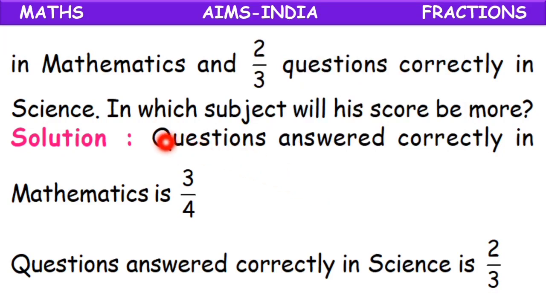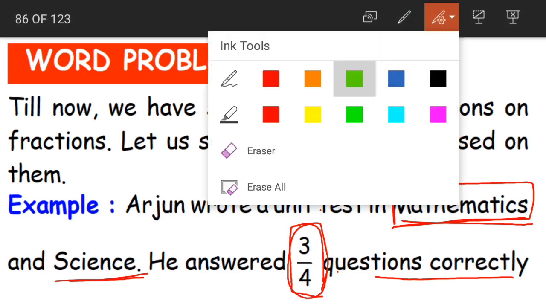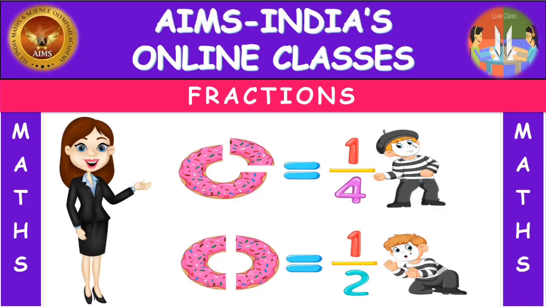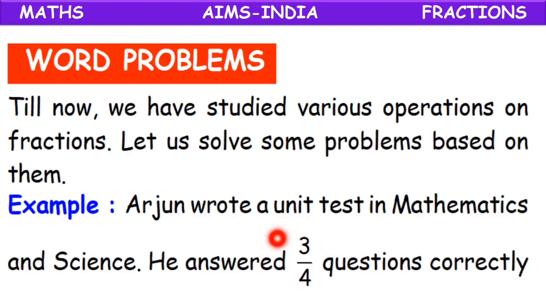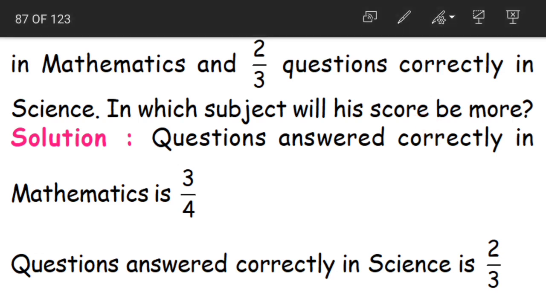Now what should we find out? In which subject will his score be more? Now did they give the number of questions here? Yes, if they gave the total number of questions, you would find out the number of questions answered correctly and then compare in which he will score more. Yes, the more the number of correct answers, the more the score will be. Here we are simply given the fractions of questions answered correctly.